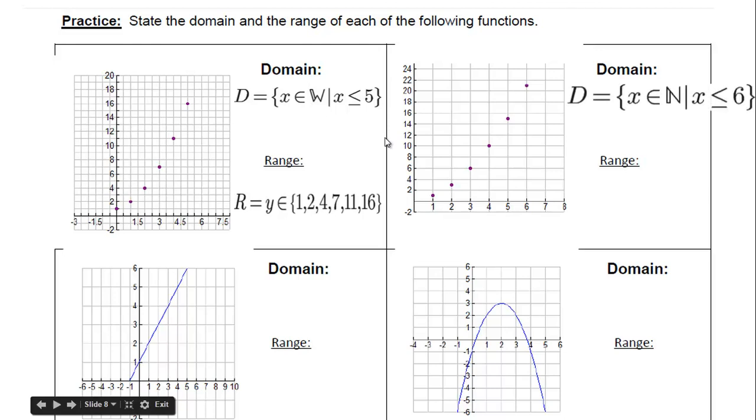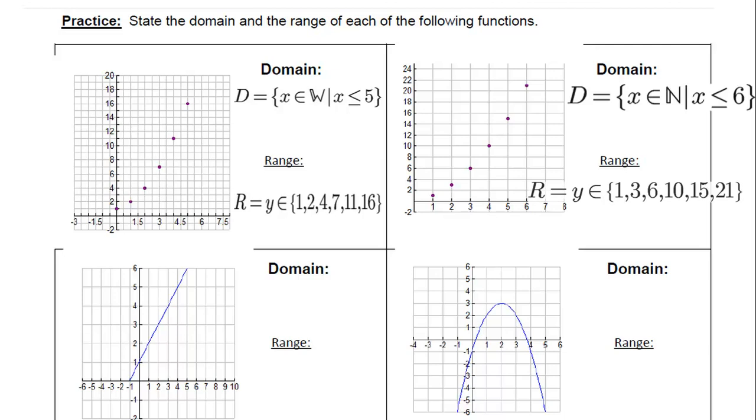The second one, domain, is all natural numbers less than or equal to 6, because remember that natural numbers naturally start at 1, so we can say all natural numbers less than or equal to 6. Or you could just list them 1, 2, 3, 4, 5, 6. You could also say all integers between 1 and 6. And the range, again, no pattern, so we just list them.